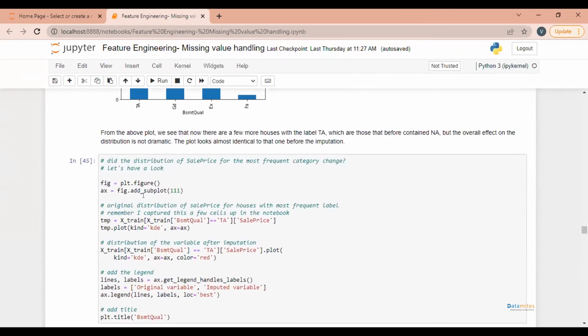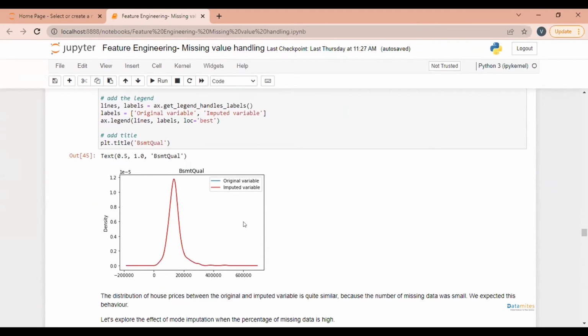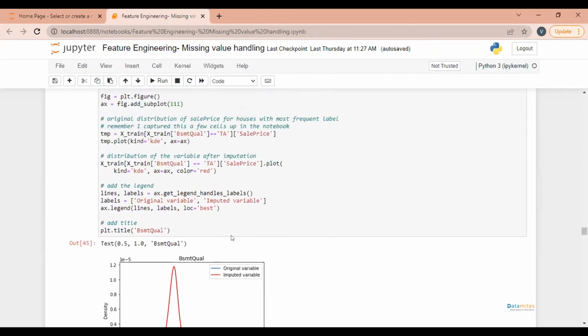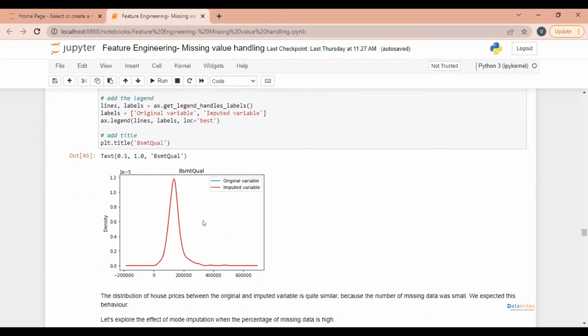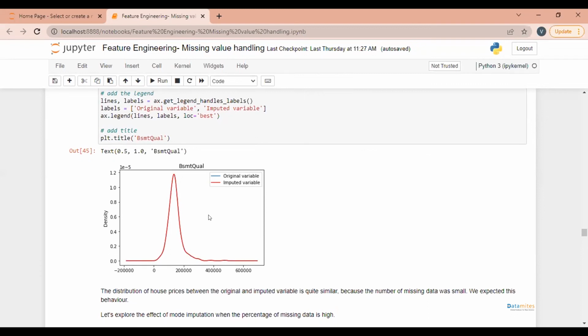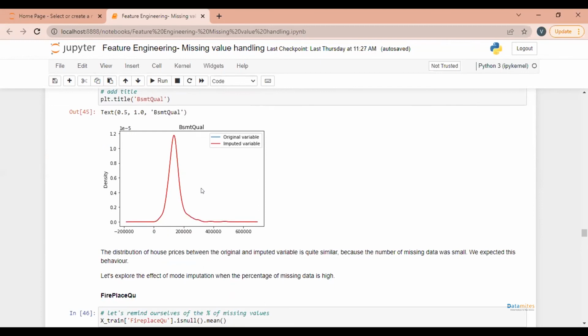And this is the distribution of the original variable and the imputed variable. This is again the distribution of sales price before imputation and after imputation. They seem to be overlapping. The blue line is not visible at all, because they are exactly the replica of each other. The distribution has not been affected much and has not been distorted a lot. They are quite similar because the number of missing values was very small.